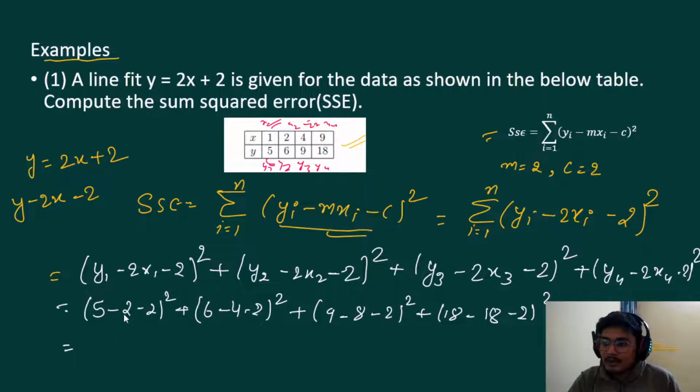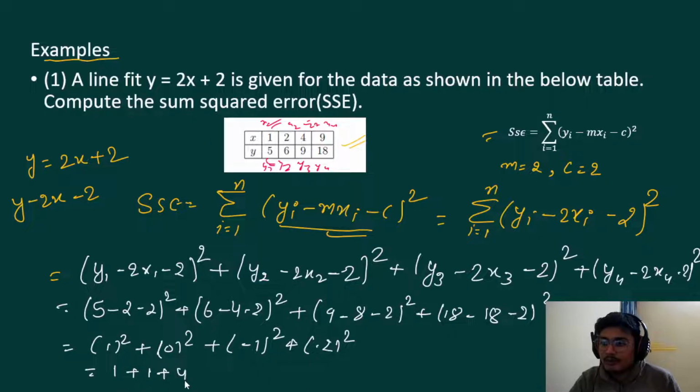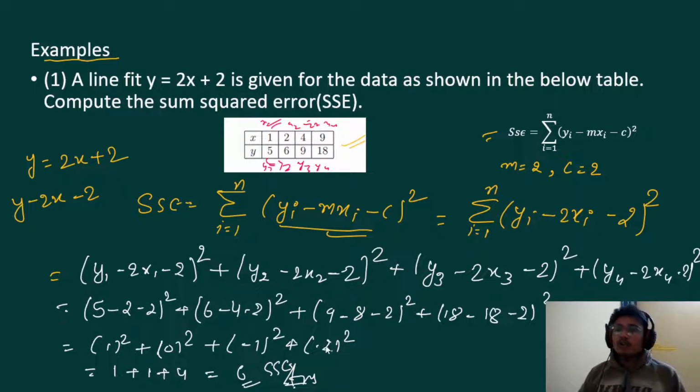Now we calculate this. It will be 1 squared, as 2 minus 2 is 4 minus 5 is 1 squared, plus 6 minus 6, which is 0, plus 9 minus 10, which is minus 1 squared, and here also we get minus 2 squared. When we do 1 plus 1 plus 4, we get 6 as our answer. This is the value of SSE. This is how we find the SSE, and this topic is really important.